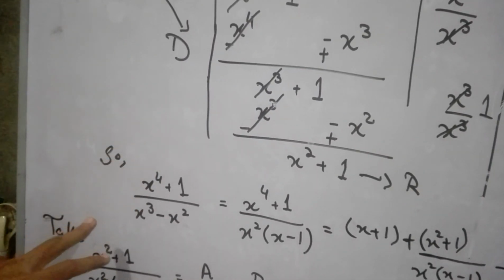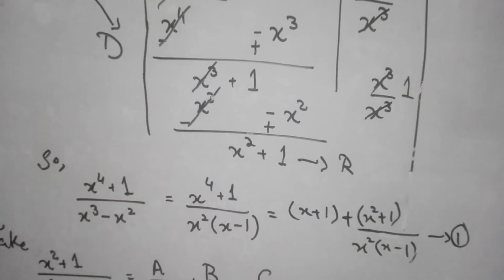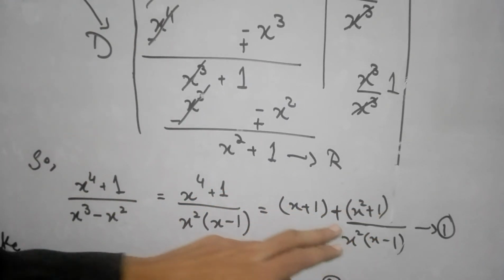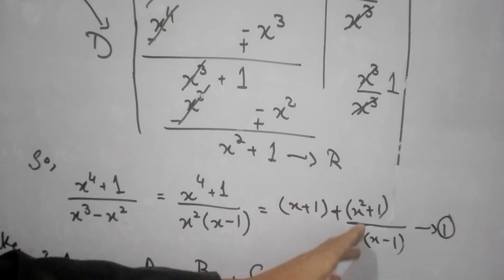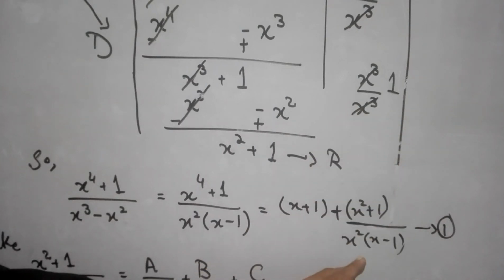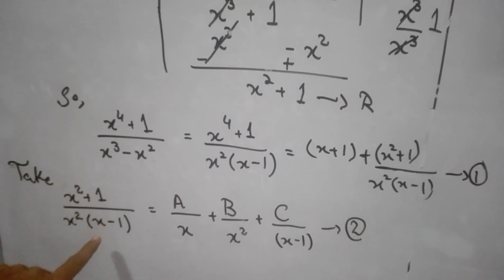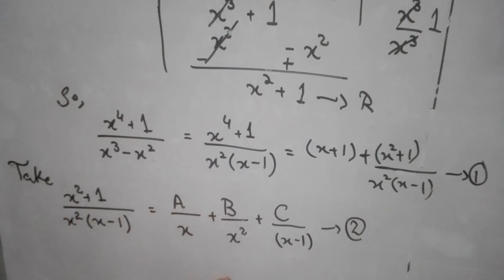So (x^4 + 1) over x^2(x - 1) equals the quotient plus remainder over divisor. Now take this remainder over divisor. You can clearly see that it is now in proper form. Take this fraction out of equation 1 and write (x^2 + 1) over x^2(x - 1). Nothing has changed on the left hand side, but on the right hand side we are going to write its identity equation.